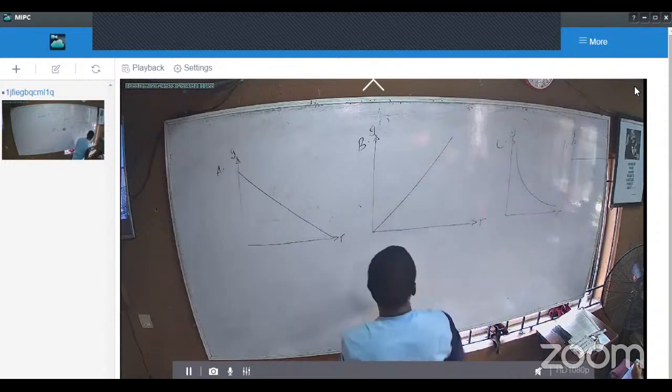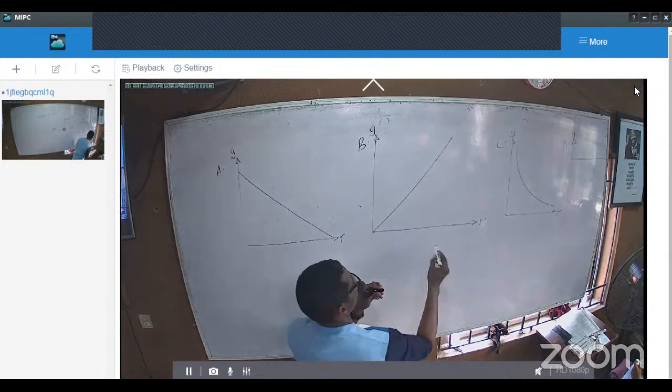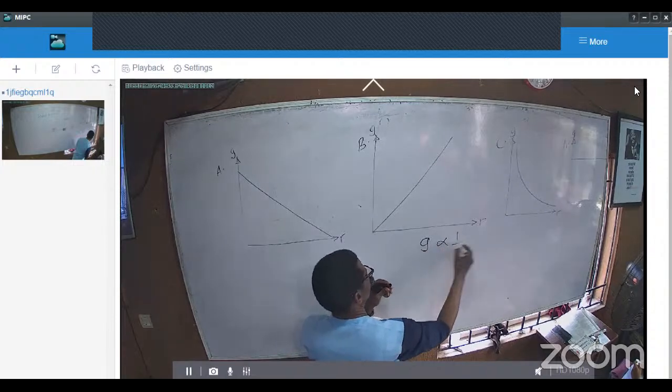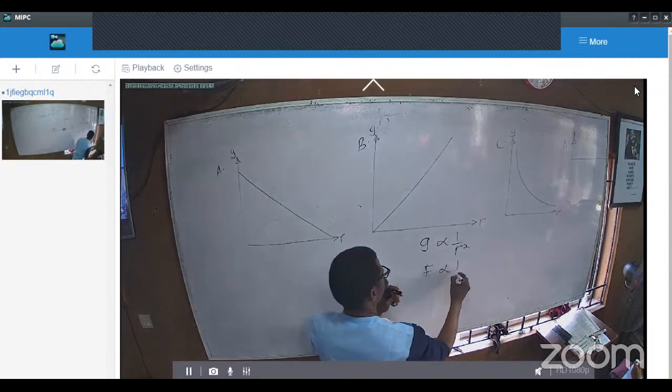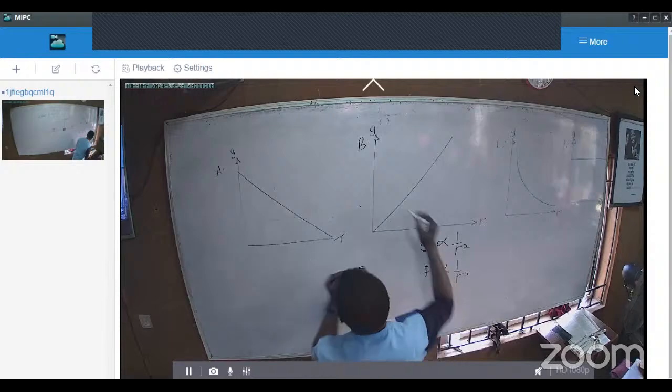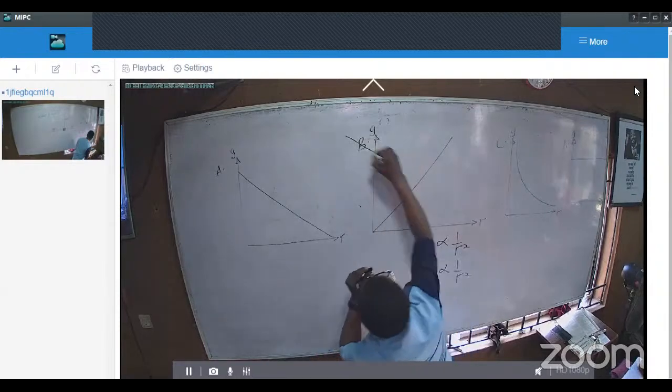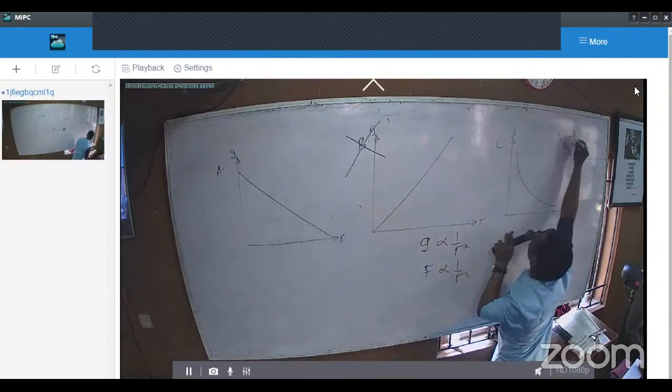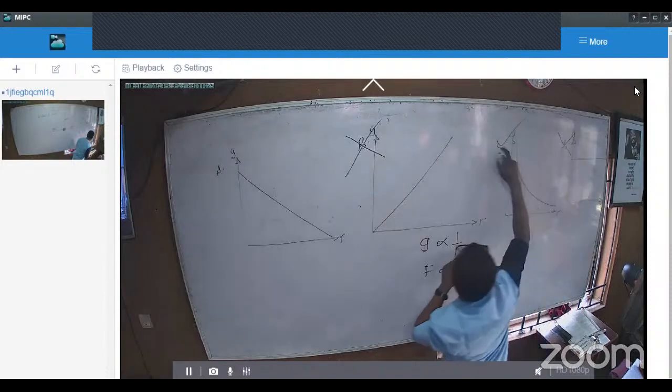Now, we have to call inverse square law. So if you pick A, if you pick this, you are wrong. If you pick this one, you are wrong. If you pick this one, you are correct. That's the answer. Inverse.